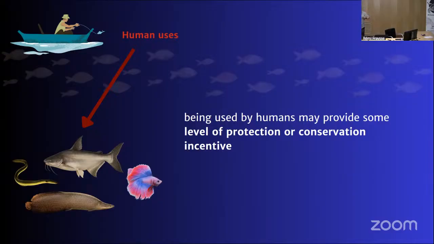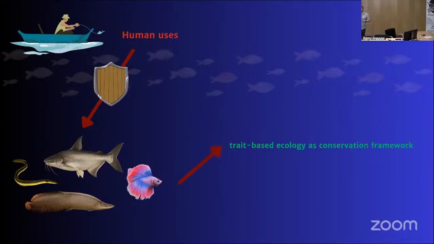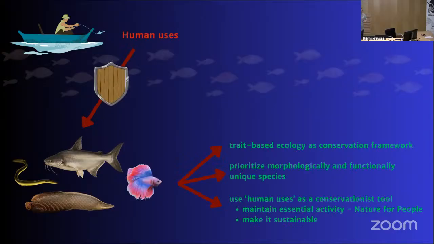So with that, what can we do? Being used by humans is not a fatality. It can provide some level of protection or conservation incentive. Why do I explain this? If you are used by humans, they need you because you provide essential services, so they might be more able to protect you. And we need to use this in the conservation world. We need to have a trait-based approach as a conservation framework, and we need to prioritize conservation management on morphologically unique and functionally unique species. And we need to use human uses as a conservation tool.